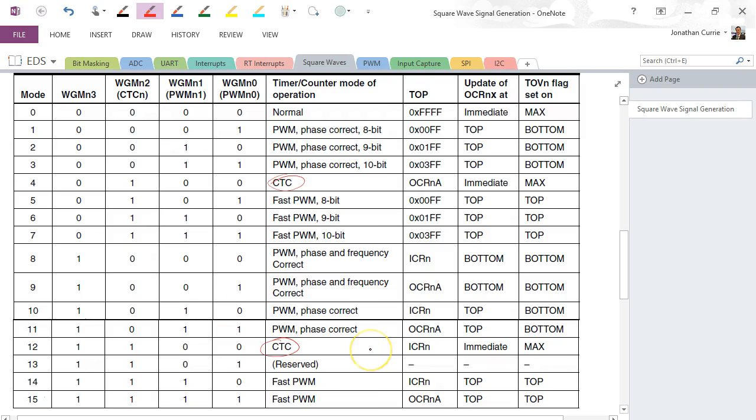And within this table, which has got lots of options in it, we see CTC mode there a couple of times. The difference between these two is the top value. One of them has OCRnA as the top value, and one of them has ICRn. ICRn is the input capture register, so that in this CTC mode you can measure an incoming signal, measure the frequency of it, and then generate, let's say, a proportion or the same frequency back out again. All right, so that's if you're using input capture, which we're not doing. OCR is a register that we can set, and therefore we can control what the frequency is from within software. So that's the one we want to use here.